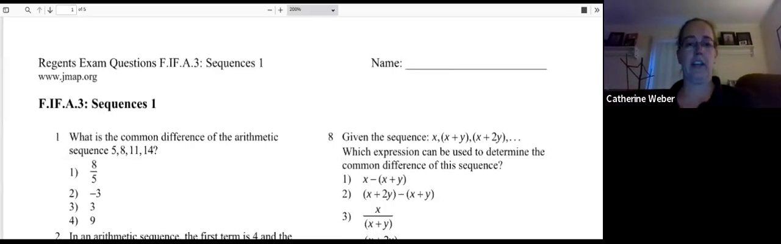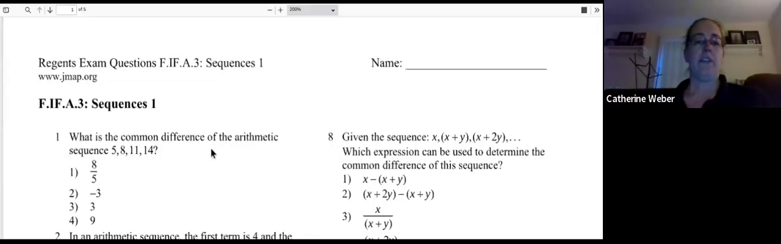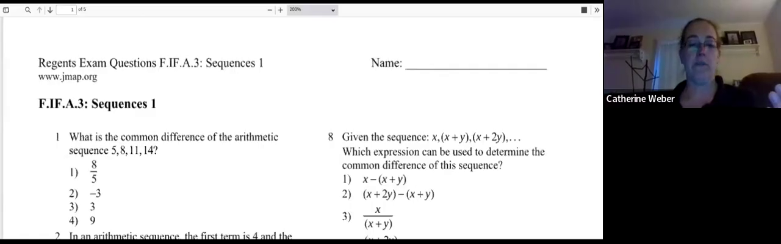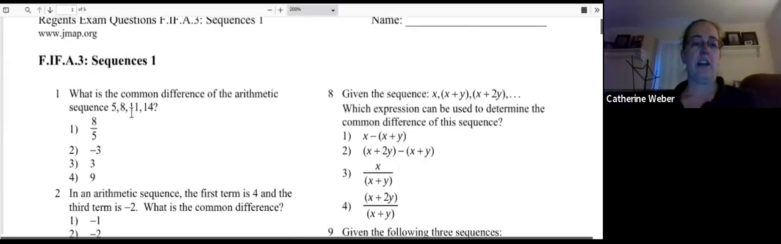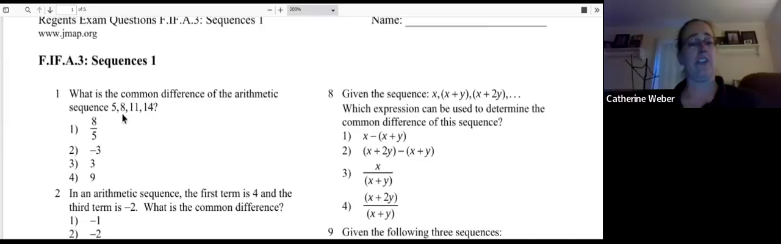Looking at the document I have on the screen right now, this is asking you to find common difference or common ratio. I'm not going to go too far into this. 5, 8, 11, 14. What am I increasing each one by? To go from 5 to 8, I'm increasing by 3. 8 to 11, I'm increasing by 3. 11 to 14, I'm increasing by 3. So choice 3 would be your answer.